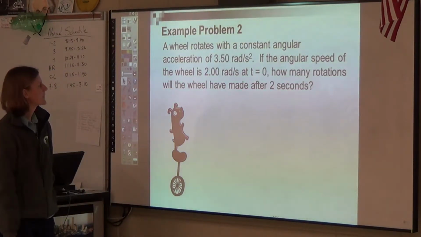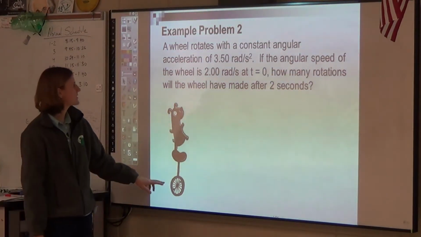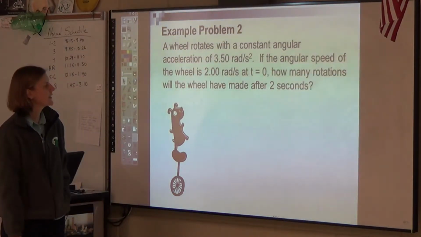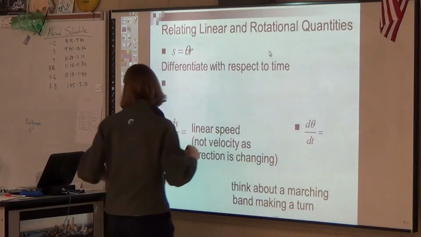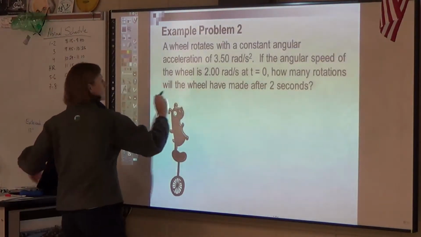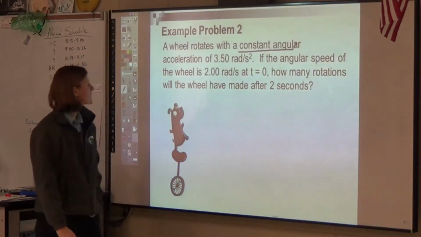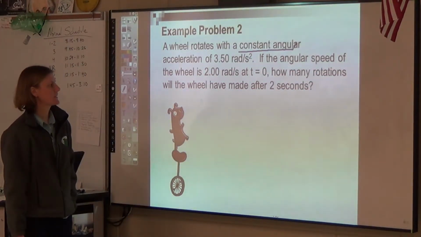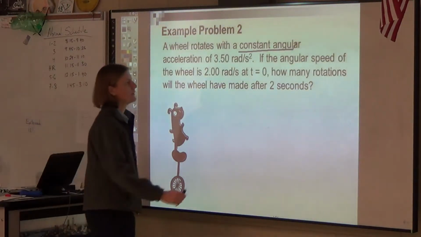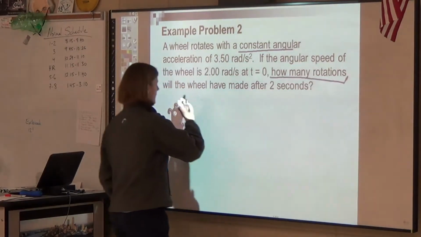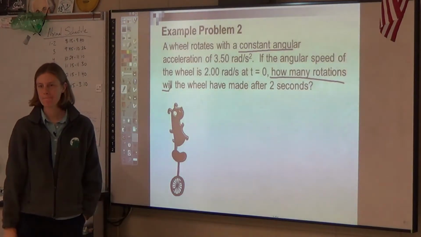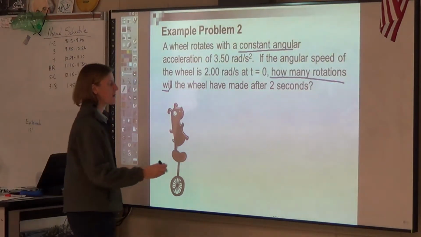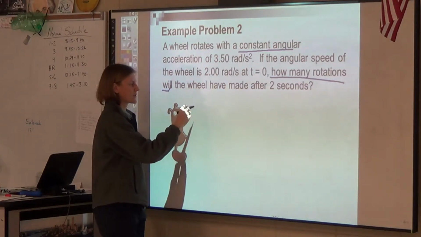All right, another example. Wheel rotates with a constant angular acceleration of 3.5 radians per second squared. Okay, so that is like immediately our hint that we can use kinematics. If the angular speed of the wheel is 2 radians per second at t equals 0, how many rotations will the wheel have made after 2 seconds? Okay. First question, what's the question? How many rotations? What variable will we be solving for there? Theta. We're really going to solve for the angle and then figure out how many circles that is.